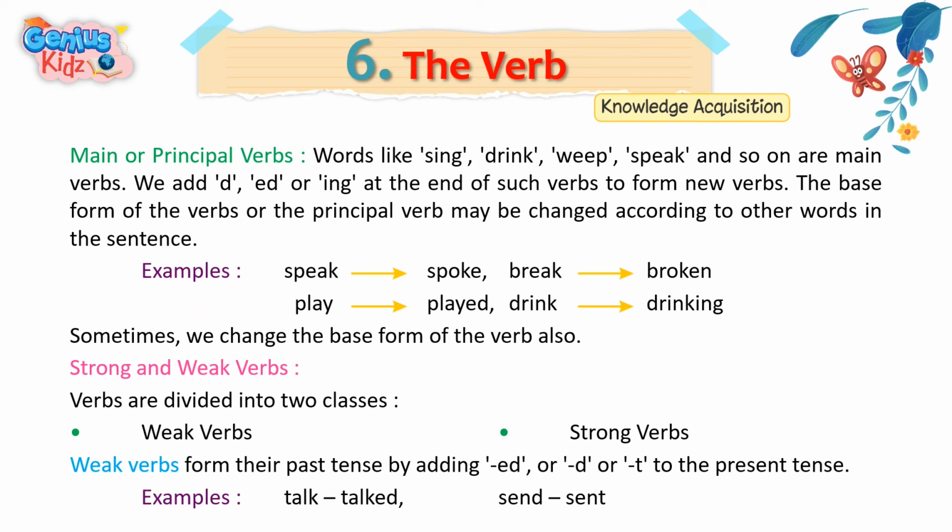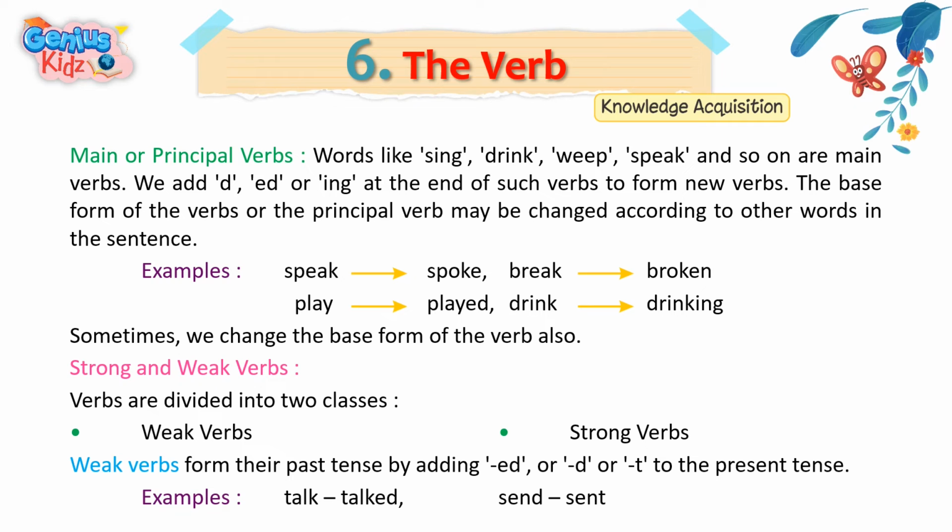Main or principal verbs. Words like sing, drink, weep, speak and so on are main verbs. We add d, ed or ing at the end of such verbs to form new verbs. The base form of the verb or the principal verb may be changed according to other words in the sentence. Examples: speak, spoke, broken, play, played, drink, drinking. Sometimes, we change the base form of the verb also.